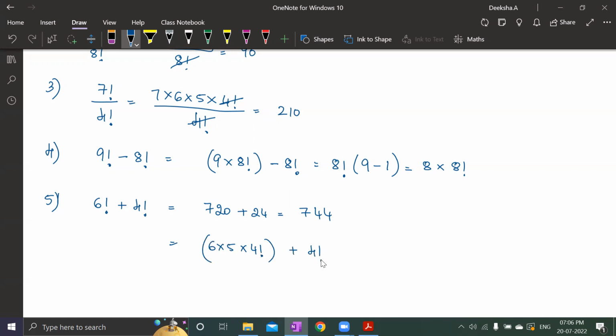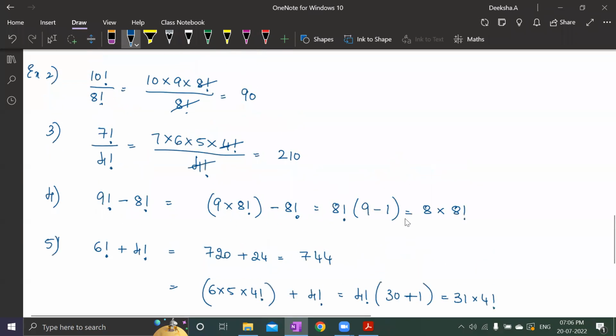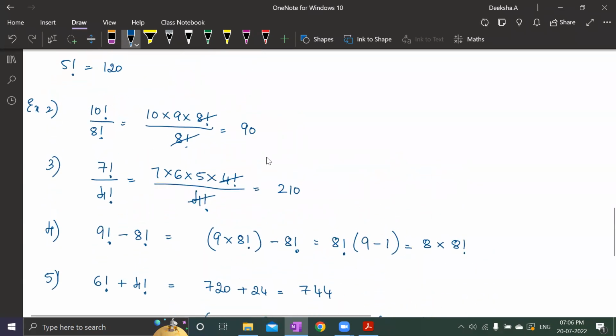Plus 4 factorial. So you take 4 factorial common. Now here I have 30 plus 1, so it is 31 into 4 factorial. Correct. 31 into 4 factorial. So hope you understood how to simplify steps which have factorials.